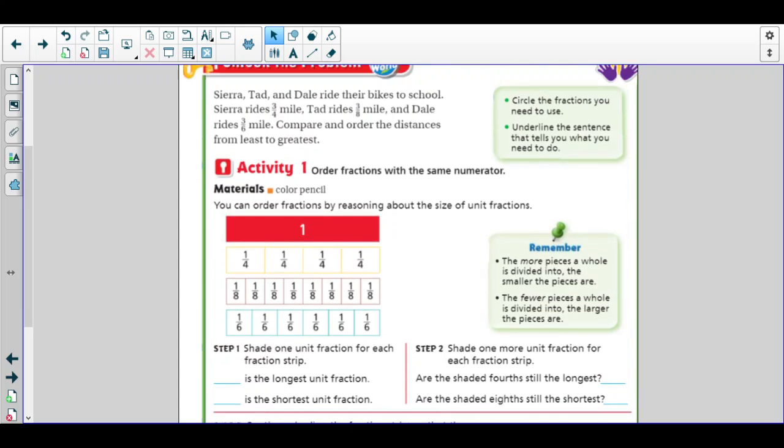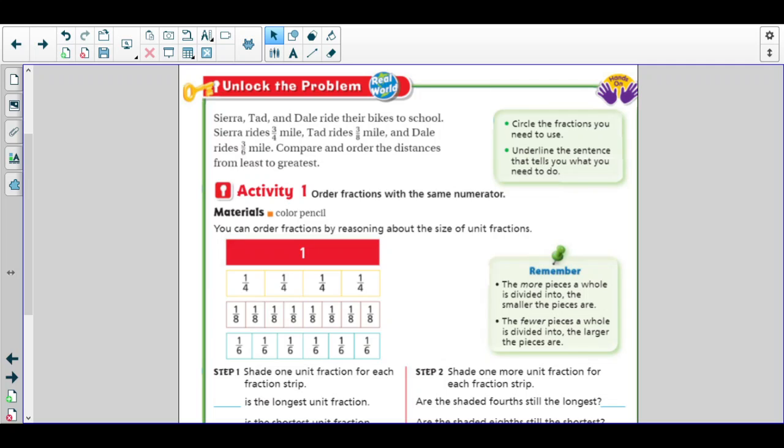So let's take a look here at this first one. Sierra, Tad, and Dale ride their bikes to school. Sierra rides 3/4 of a mile, Tad rides 3/8 of a mile, and Dale rides 3/6 of a mile. Compare and order the distances from least to greatest. So let's take a closer look here.